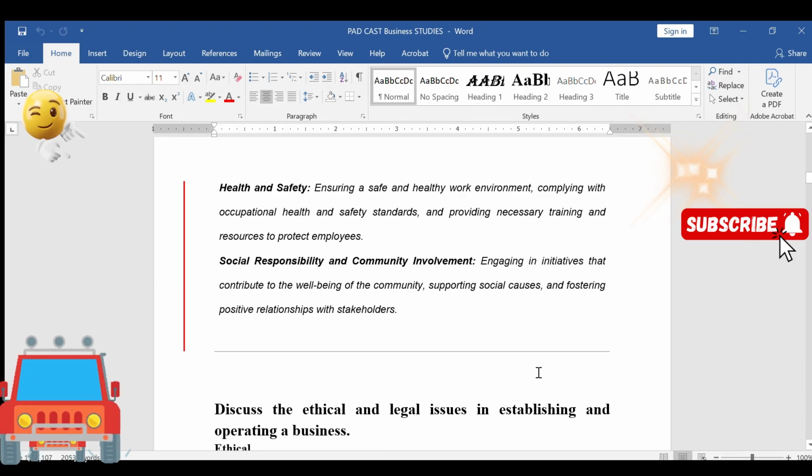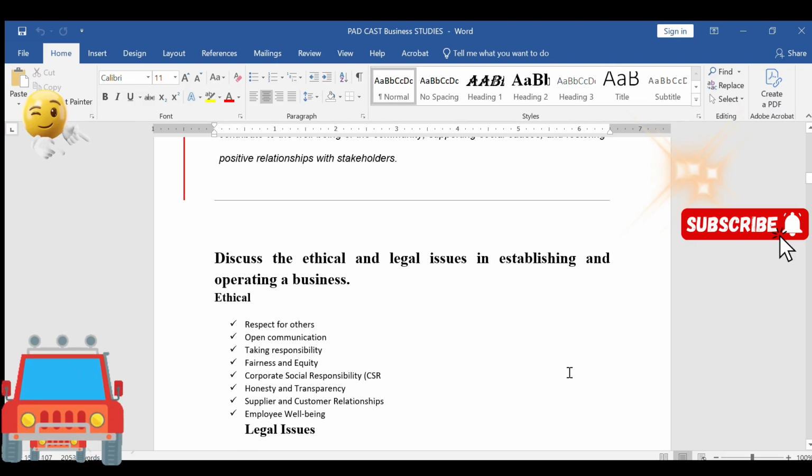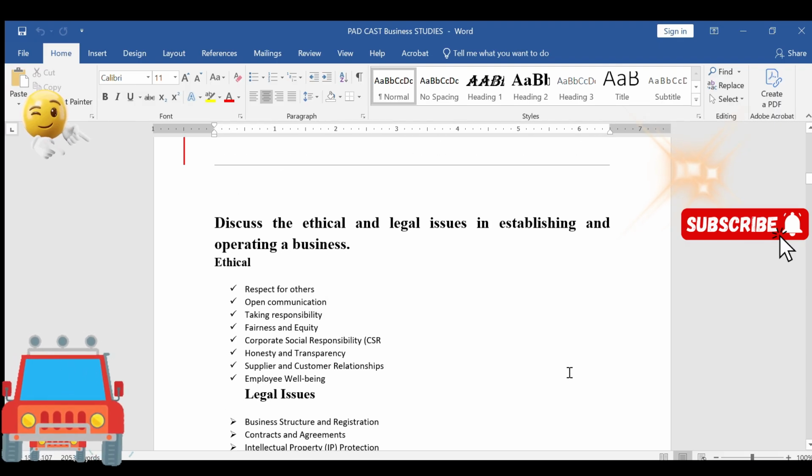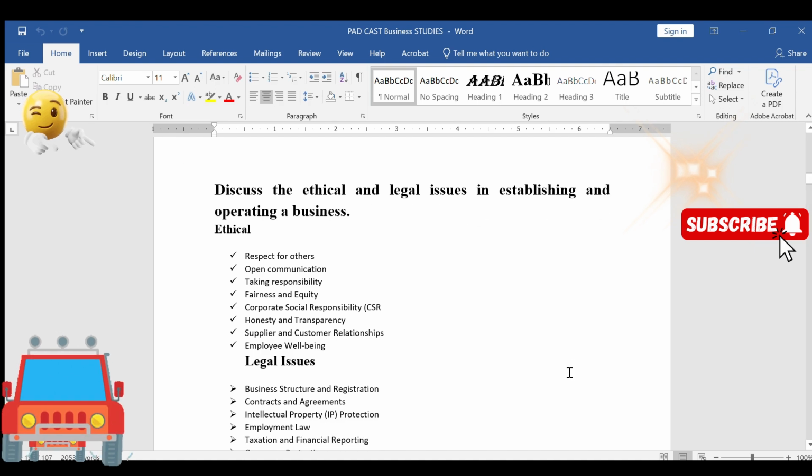Social responsibility and community involvement, engaging in initiatives that contribute to the well-being of the community, supporting social causes, discuss the ethical and legal issues in establishing or operating a business.